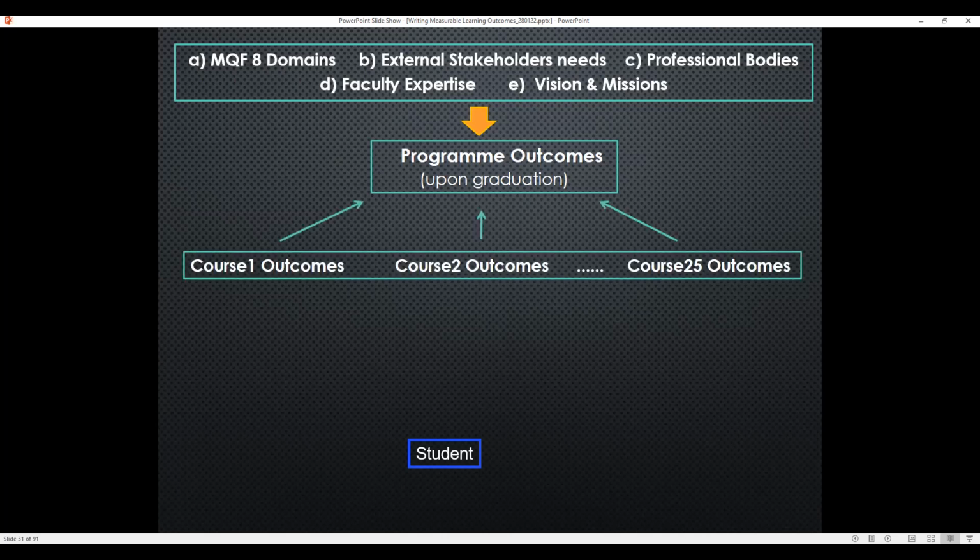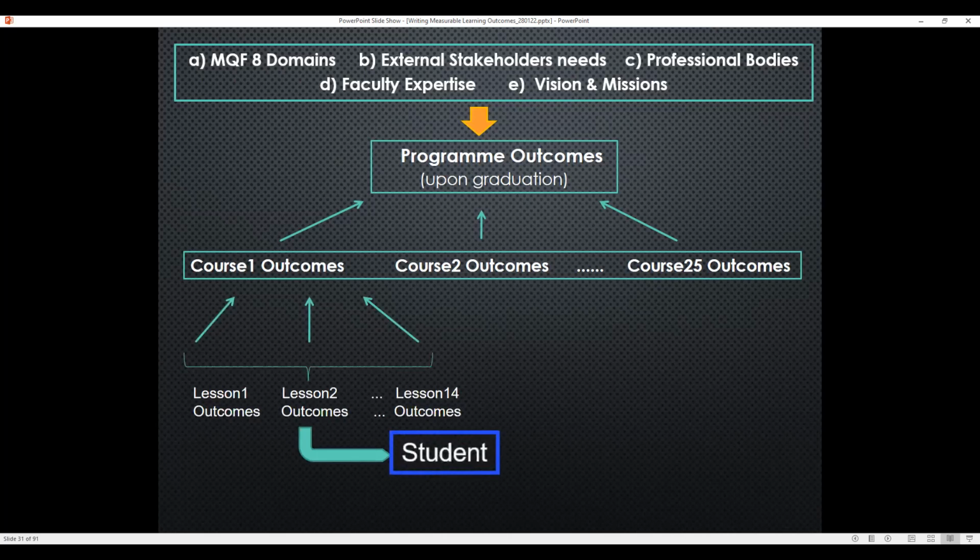Then in order to achieve these program outcomes, you will need your courses. And in your courses, you will have your course learning outcomes, and each one should support the program learning outcomes. And under each course, you will have your lesson learning outcomes. Your student will be getting your lesson learning outcomes, which eventually will help him to achieve the course learning outcomes. And after 3 or 4 or 5 years, they will be able to achieve the program outcomes. So this is where your student is, and this is how you help your students get there.